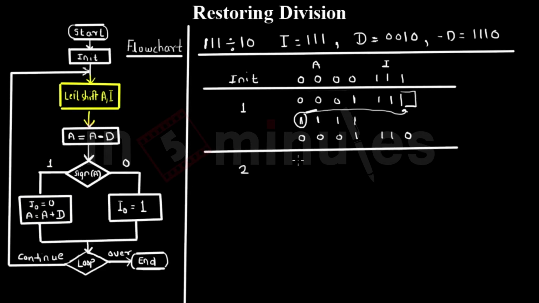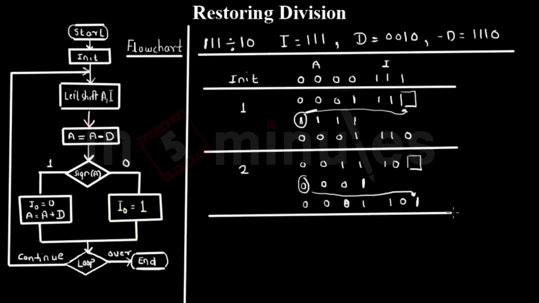Second iteration, we left shift again, 0, 0, 1, 1, 1, 0. We again perform the addition and this time we get the result as 0, 0, 0, 1. Now here the sign is 0, so we're not going to restore. I0 is going to be 1. That completes the second iteration.